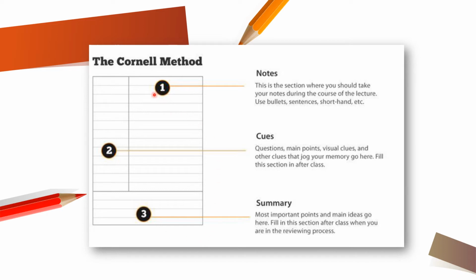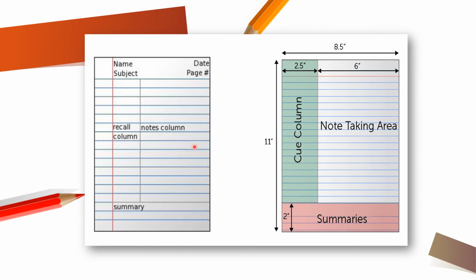In the notes area, you should use bullets, shorthand, short sentences, numbering, and so on. It's up to you. It doesn't matter how big your notebook is, but it looks like this. This is the Q column, this is the note-taking area, and this is the summary.